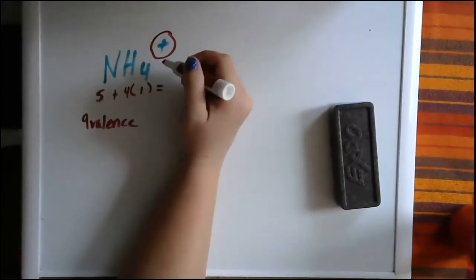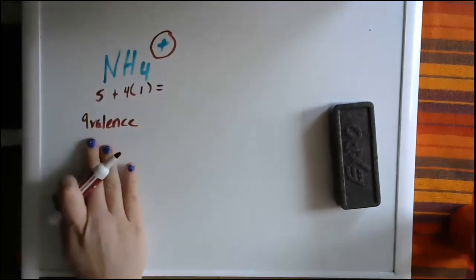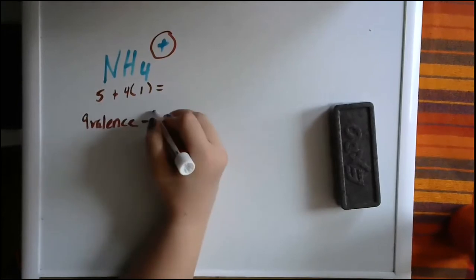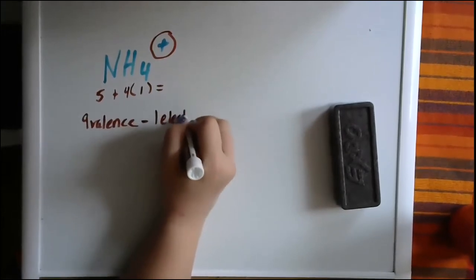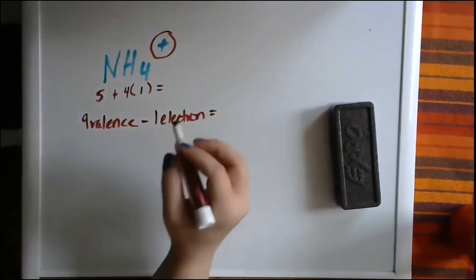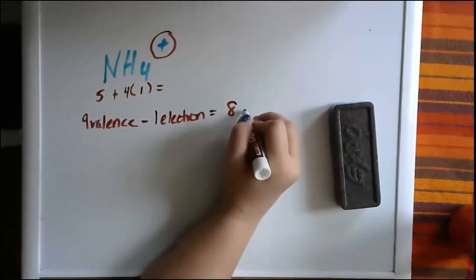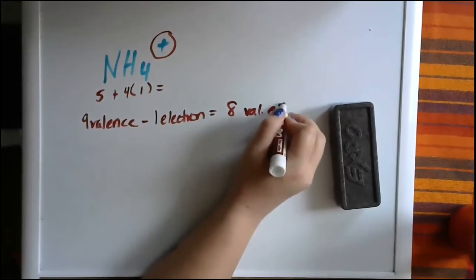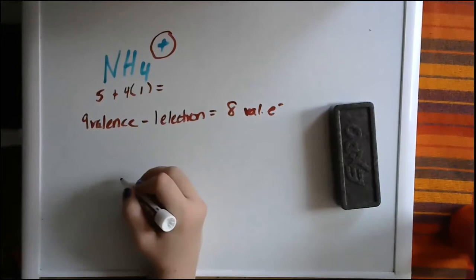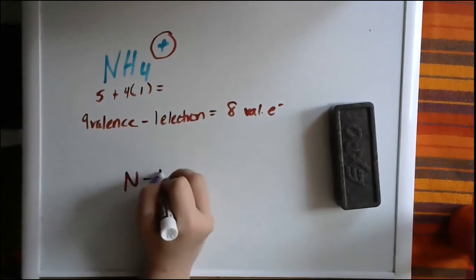What does a positive charge mean? It means that we are losing an electron. So from this total of 9 valence electrons, we have to remove 1 electron. Which means that for our structure, we only have 8 electrons available. Okay, so now we're going to write out our skeleton.